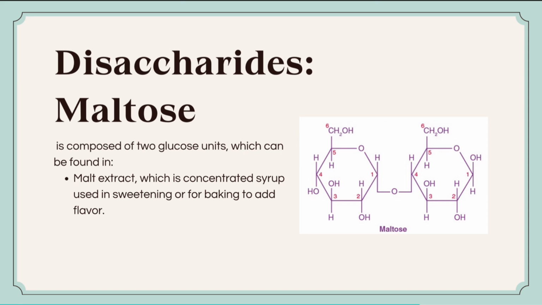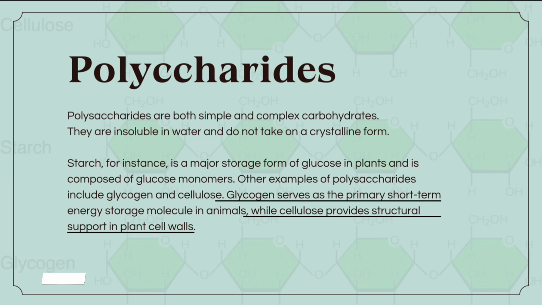Maltose is composed of two glucose units which can be found in malt extract, which is concentrated syrup used in sweetening or for baking to add flavor. This is the cyclic form of the maltose.